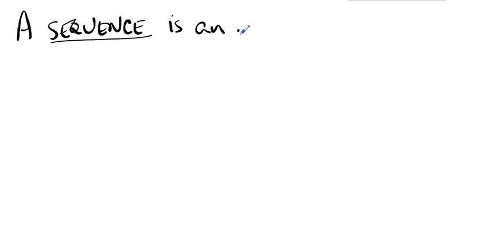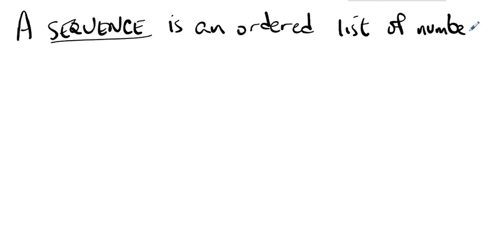So let's talk about what a sequence is. A sequence is an ordered list of numbers. It's an ordered list of numbers. Now, other people will define sequences as a function from the counting numbers into the set of real numbers, and that's fine.